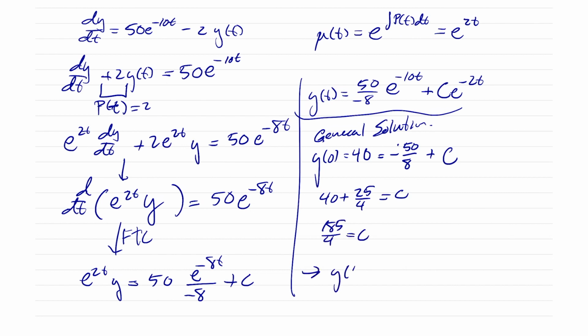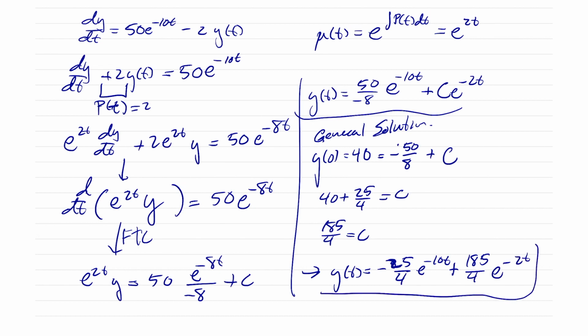So that tells me that y of t is equal to minus 25 over 4 times e to the minus 10t, plus 185 over 4 times e to the minus 2t. And that is our answer. Okay. Cool.